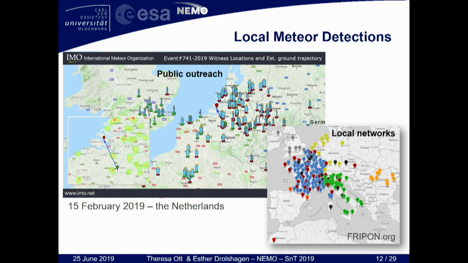They are looking for bright fireballs. And here's a different example of a fireball that happened over the Netherlands in February. Here you can see that there are a lot of people who have seen this fireball, and they reported just what they have seen. And with this information, if enough people are doing it, we can compute, or the IMO can compute, a trajectory of the fireball.